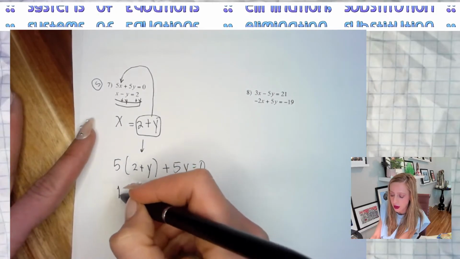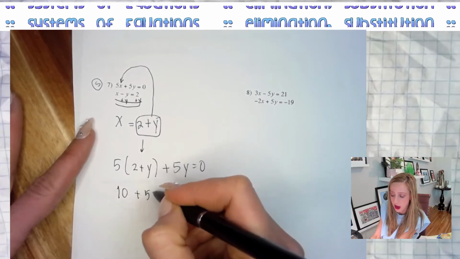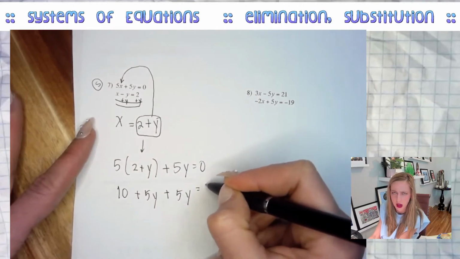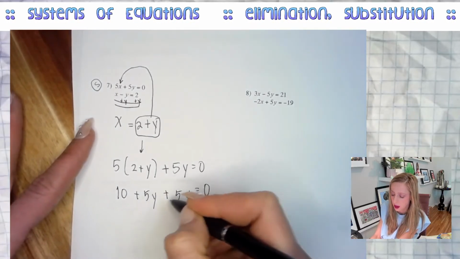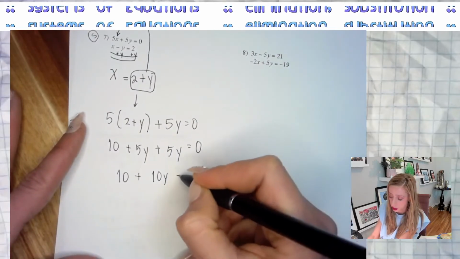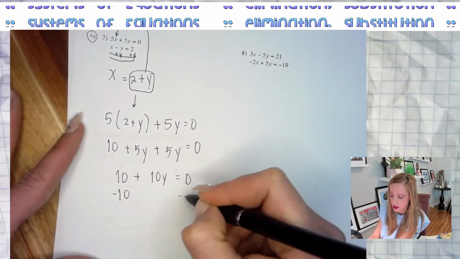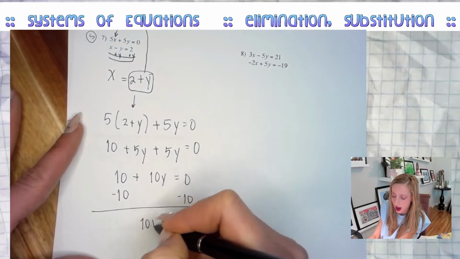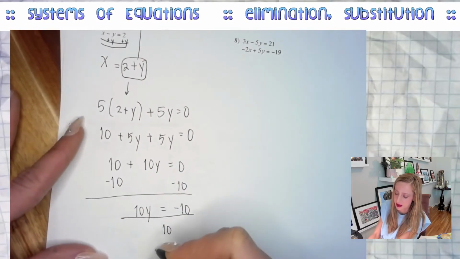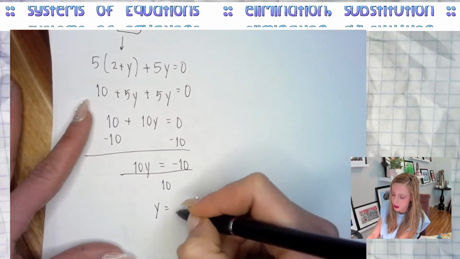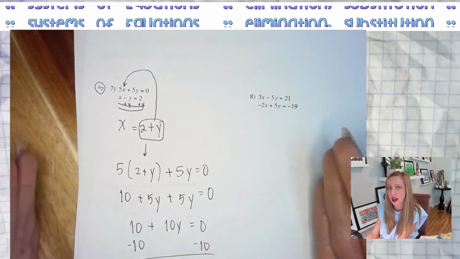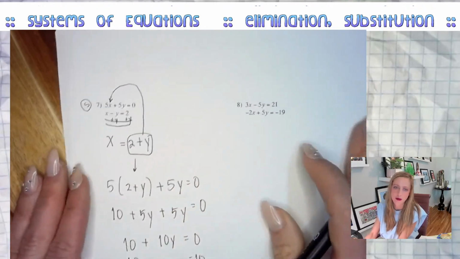Distribute the 5: 10 plus 5y plus 5y equals 0. Combine like terms, I get a 10y. I'm going to subtract 10 from both sides. 10y equals negative 10. Divide by 10. y equals something. Take that number, fill it back in and get x, and write your ordered pair, which is x comma y, for your final answer.